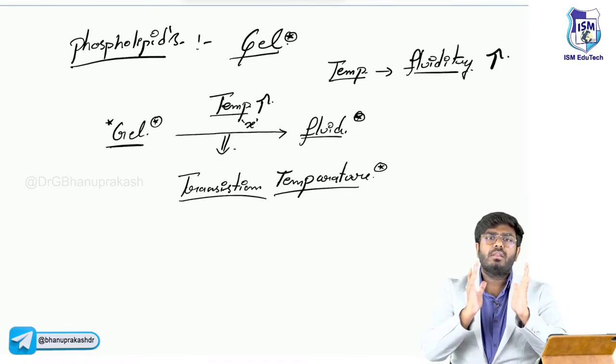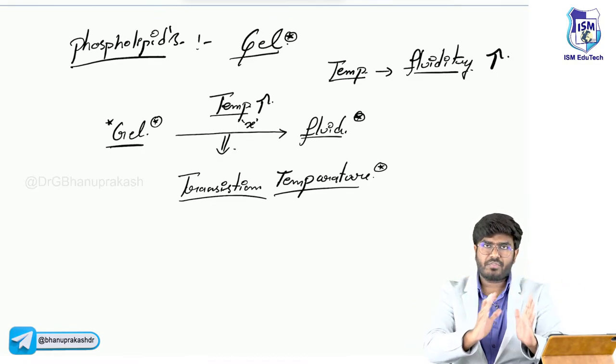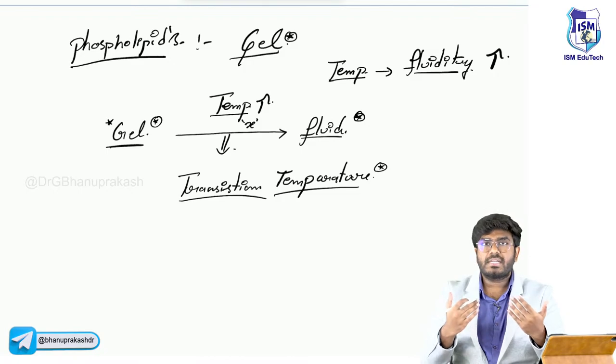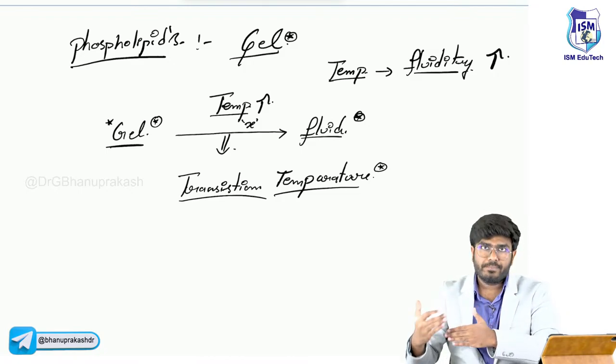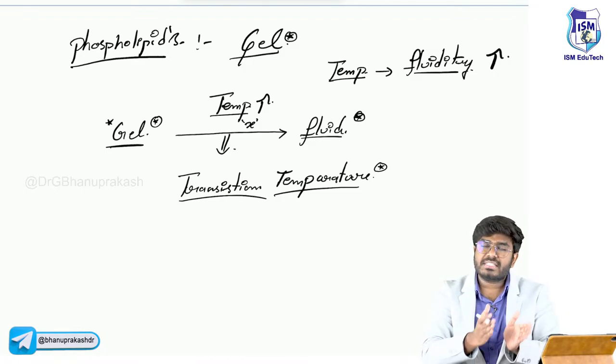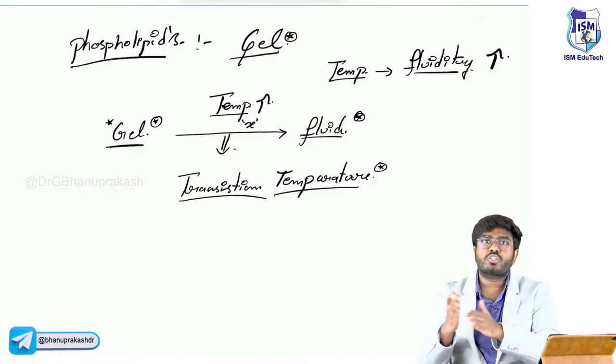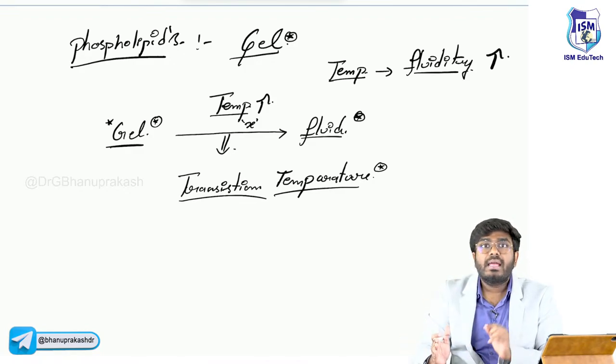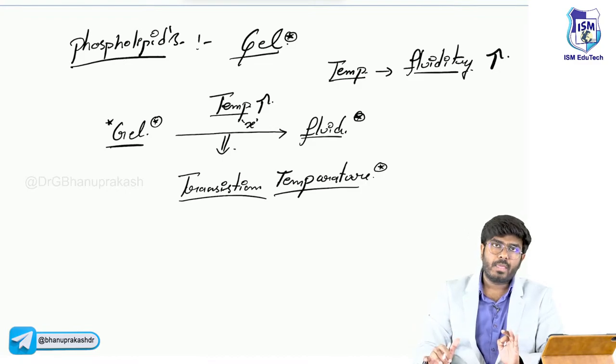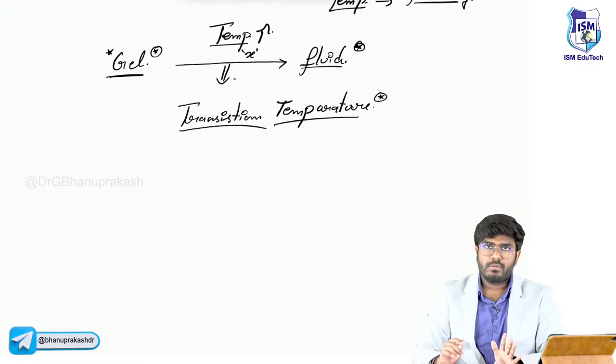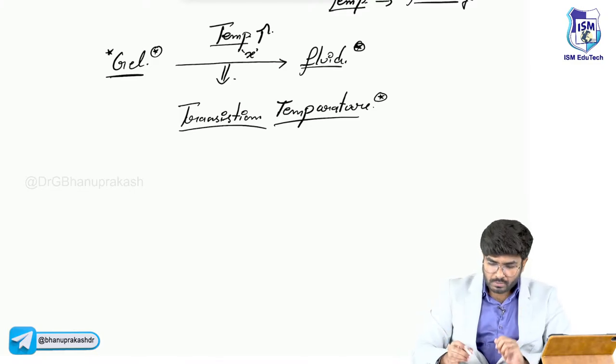So, first tell me, the cell membrane is like a gel. The phospholipids are like a gel. Now, if you increase the temperature, it becomes more like a fluid. So, this temperature at which the gel is getting converted into fluid is called the transition temperature.